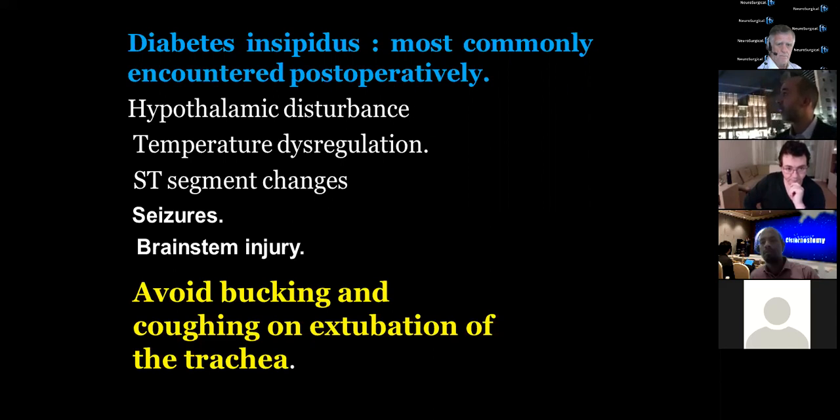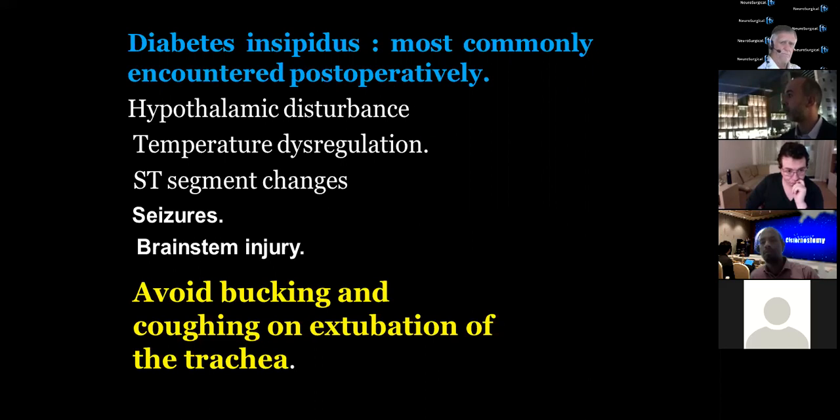Hypothalamic disturbance, and as Dr. Ibrahim has stressed, the hypothalamus controls everything in your life. So with any hypothalamic disturbance, intraoperatively we would face thermal dysregulation, so temperature dysregulation. Temperature control is of utmost importance. And this is one of the cases where you have to be in close contact with the surgeon, to inform the surgeon intraoperatively that we have wide variations in temperature.